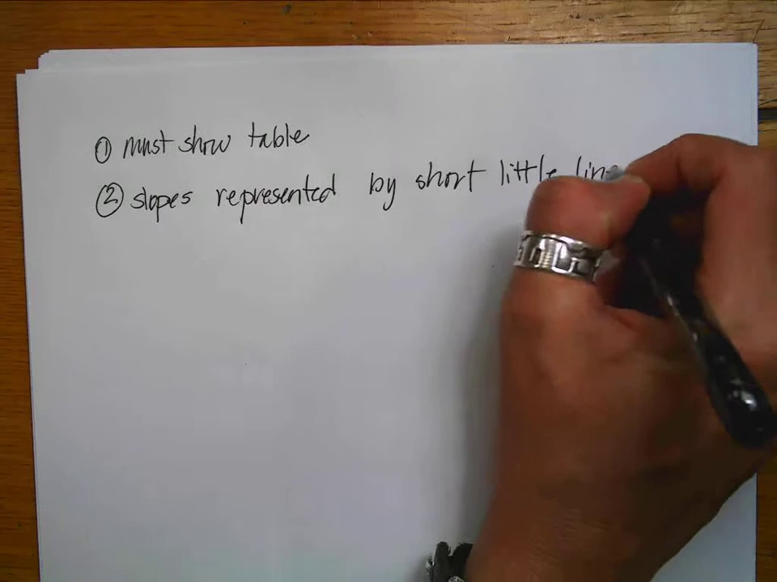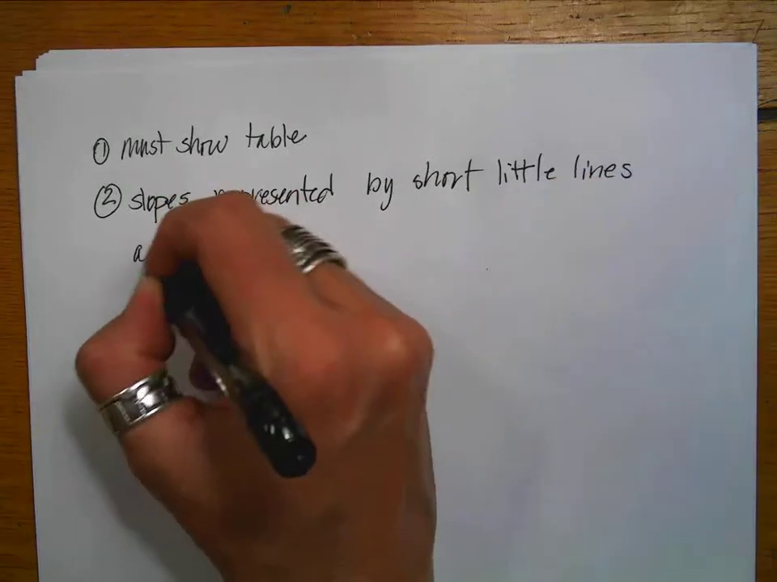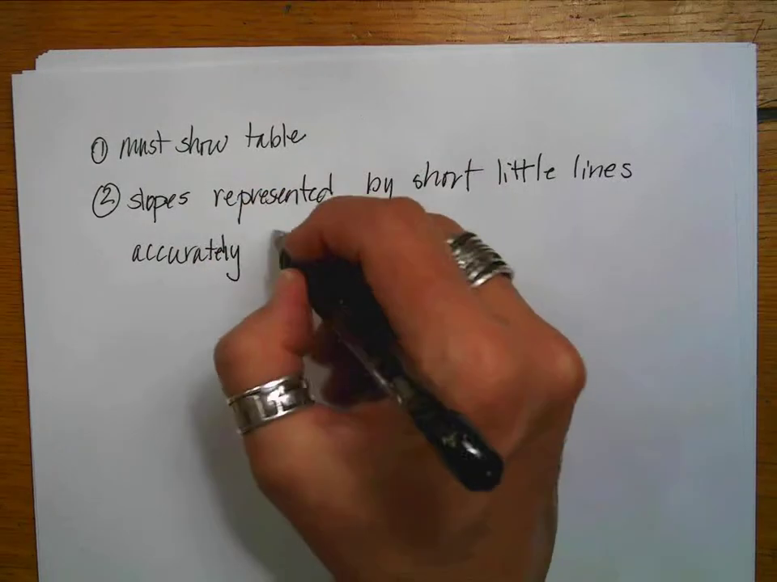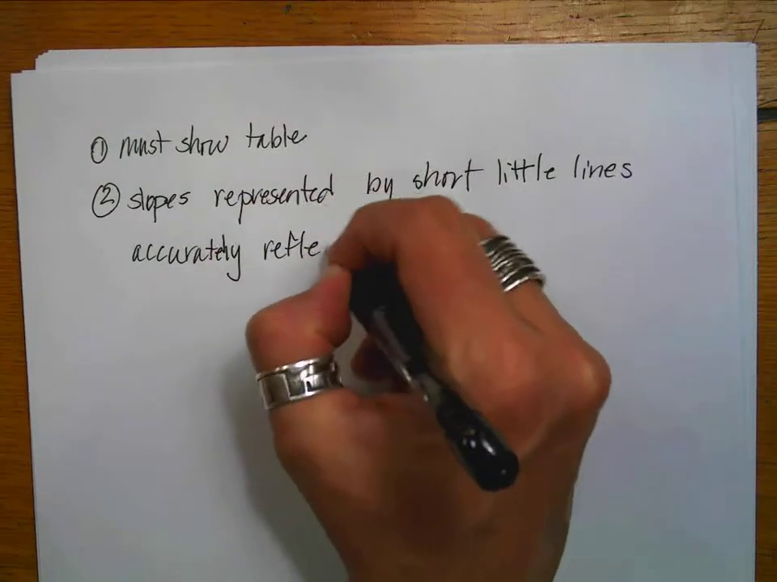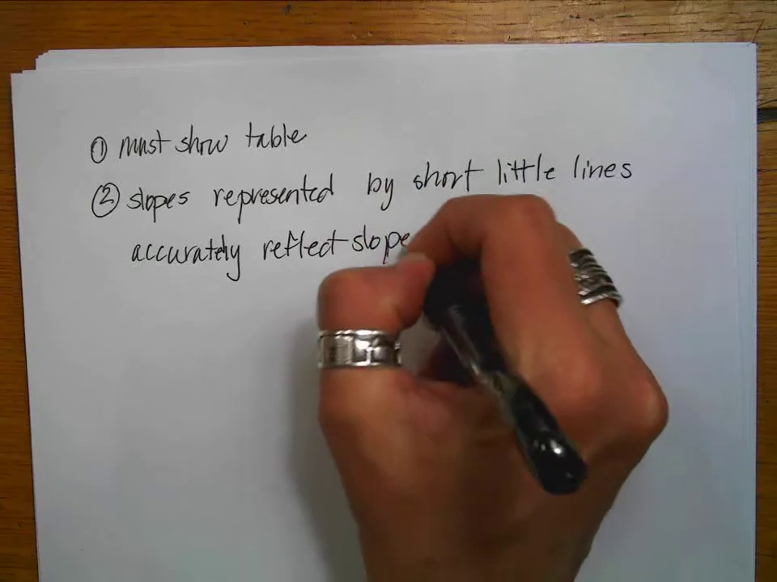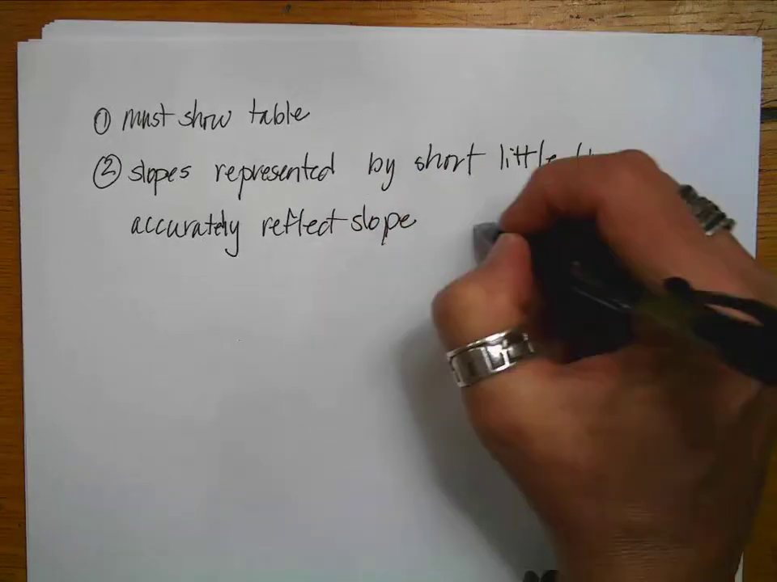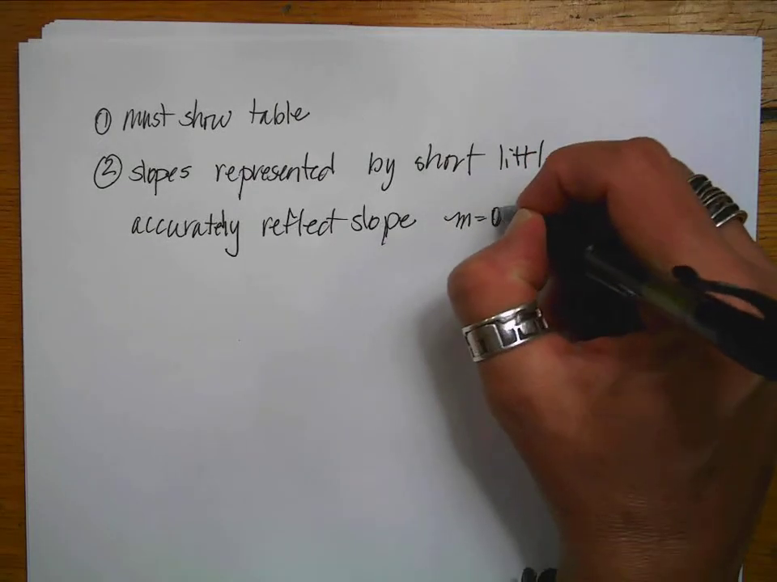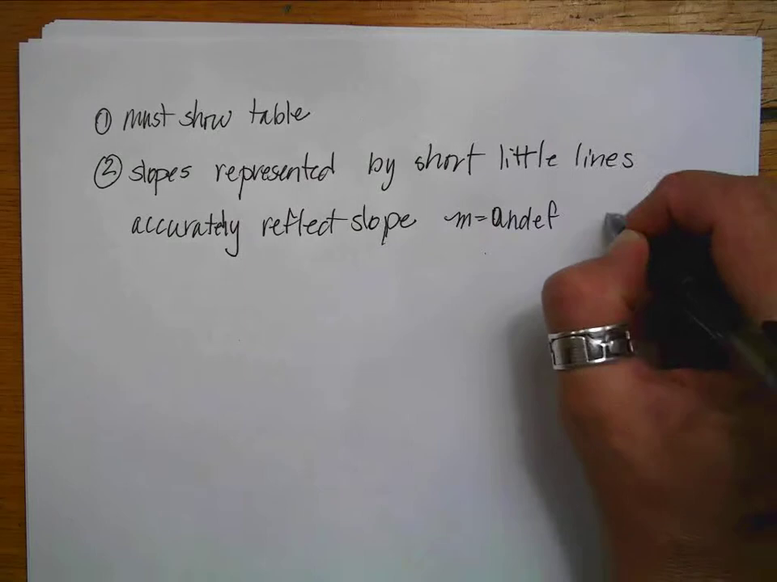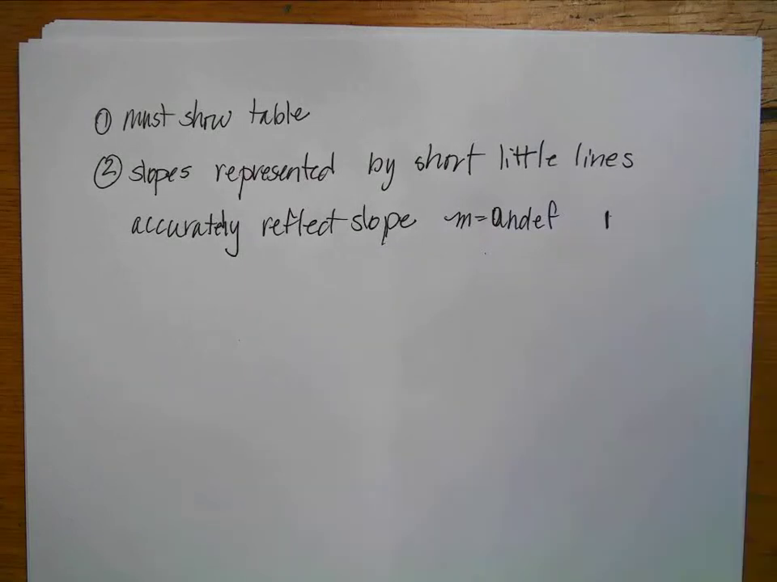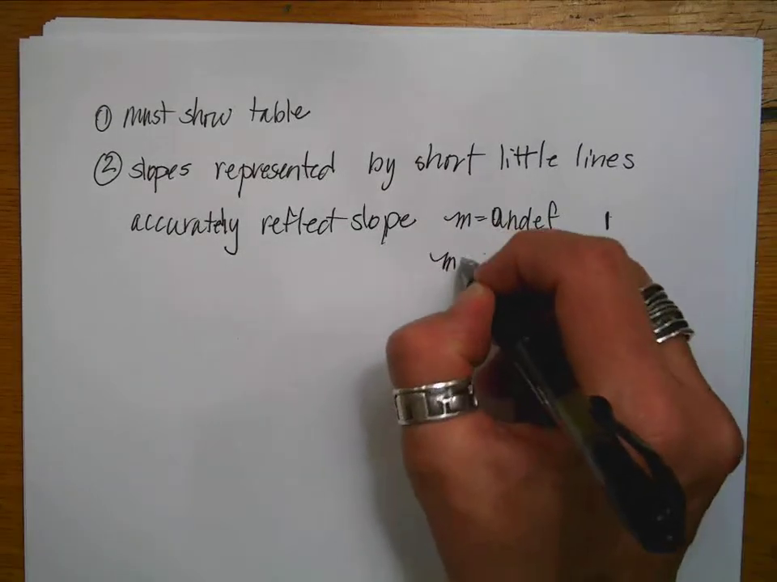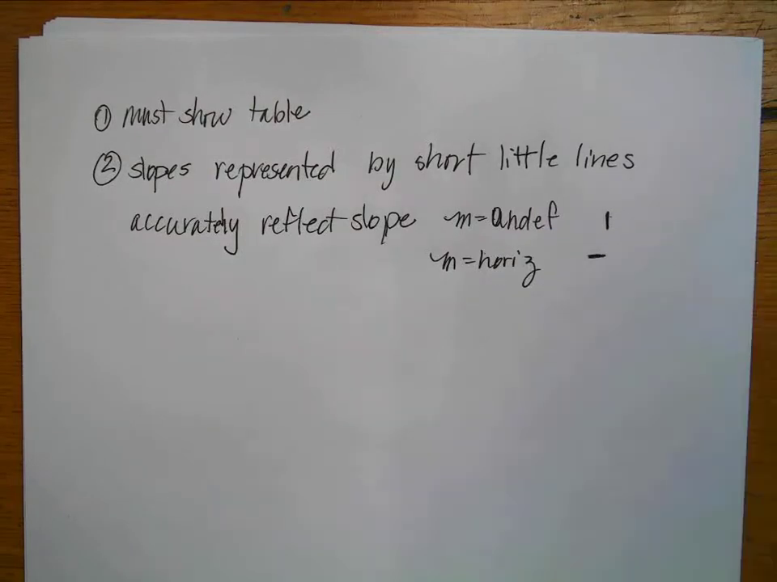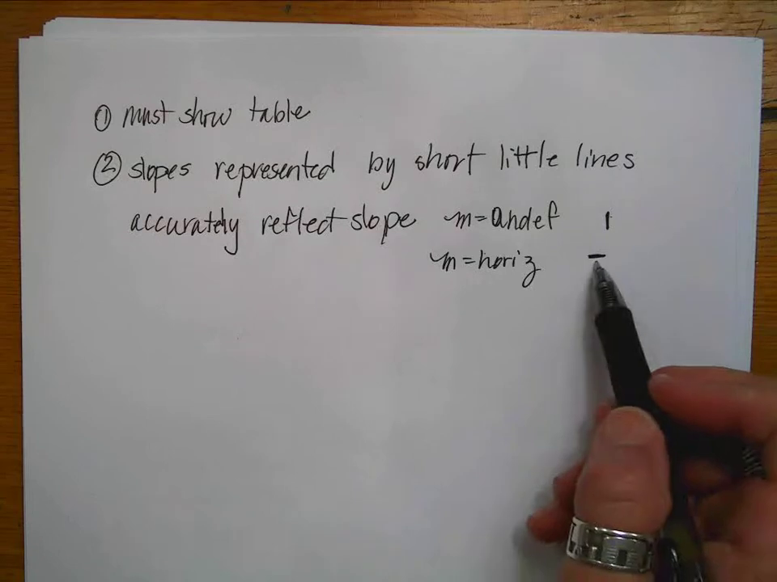But your short little lines need to accurately reflect the slope. So if you'll notice from the example that we did, if the slope is vertical, undefined, on your chart, then you need to have a little vertical segment. If the slope is horizontal, then you need to have a definitive horizontal line.